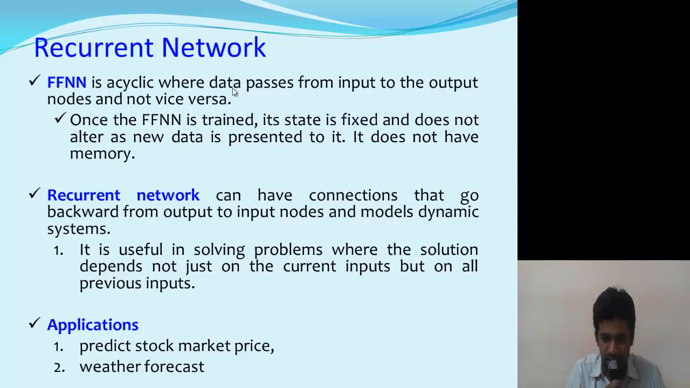This is very similar to the recursive functions that are used in programming. Recurrent network is useful in solving problems where the solution depends not only on the current inputs but also on previous inputs. There are several applications of recurrent networks. Two of them are used to predict stock market price and weather forecast.